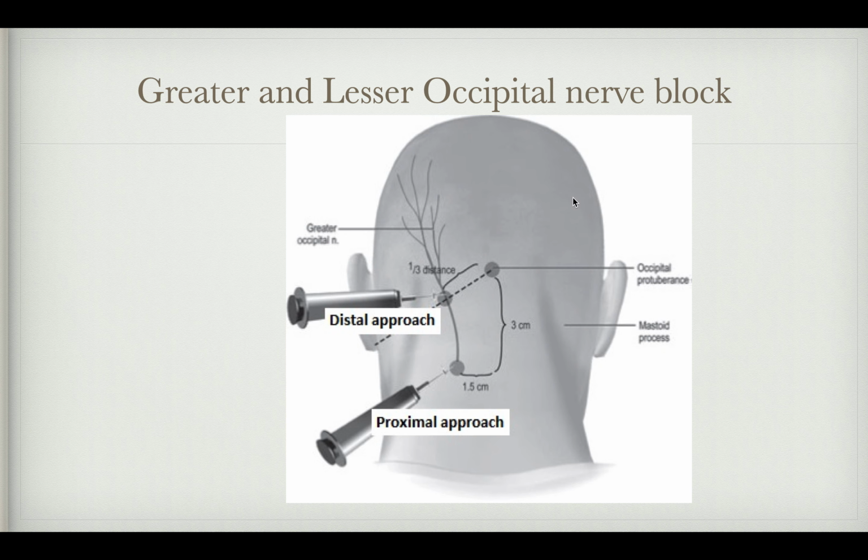Important to note, the greater and lesser occipital nerve block. So if we measure the distance between the occipital protuberance and the mastoid, a third of the distance, if you block it right there, it would be the distal approach to blocking the greater occipital nerve. And if you go 3 centimeters down and about 1.5 centimeters to the left, that would be the proximal approach. This is really used for blocking and treating pain in the distribution of the occipital nerves, which is a condition called occipital neuralgia.